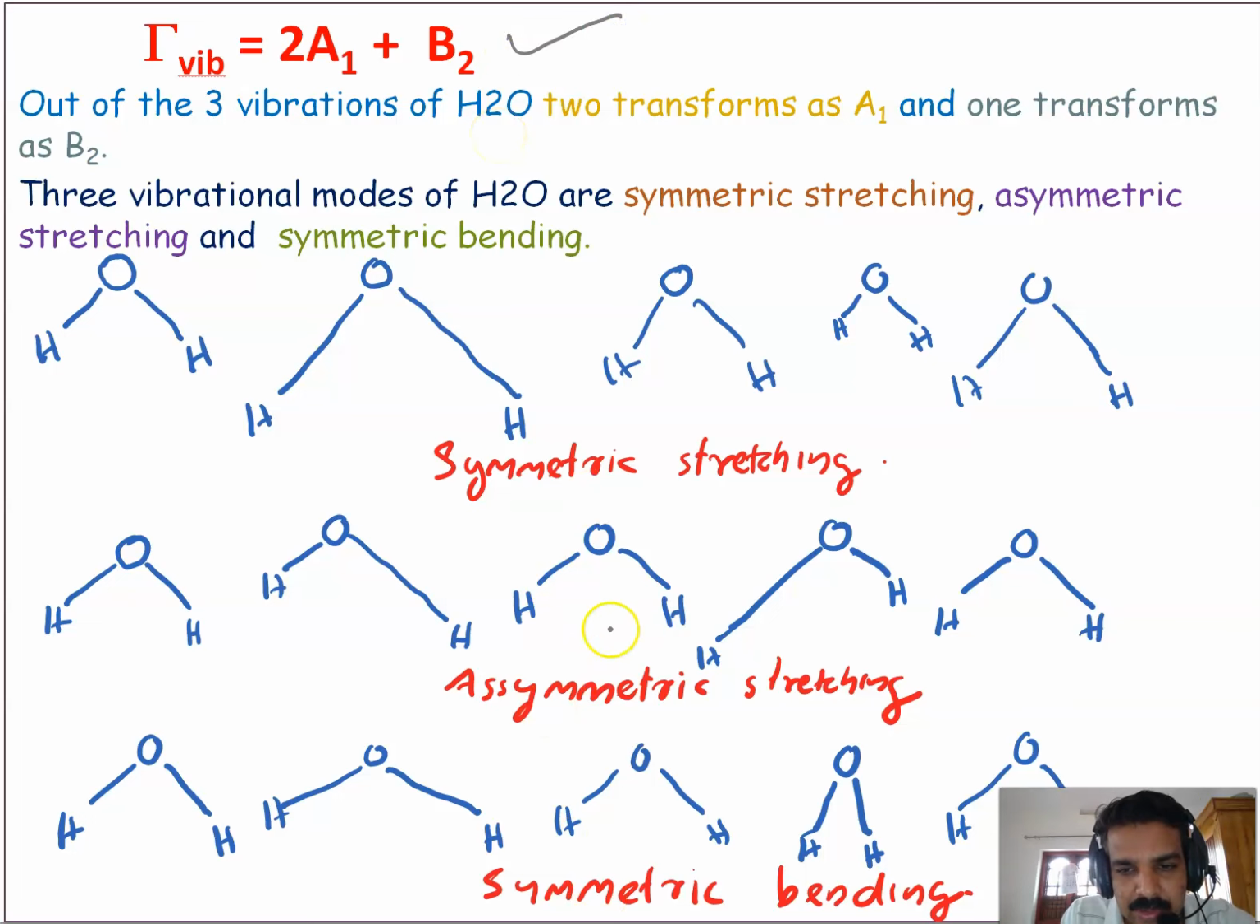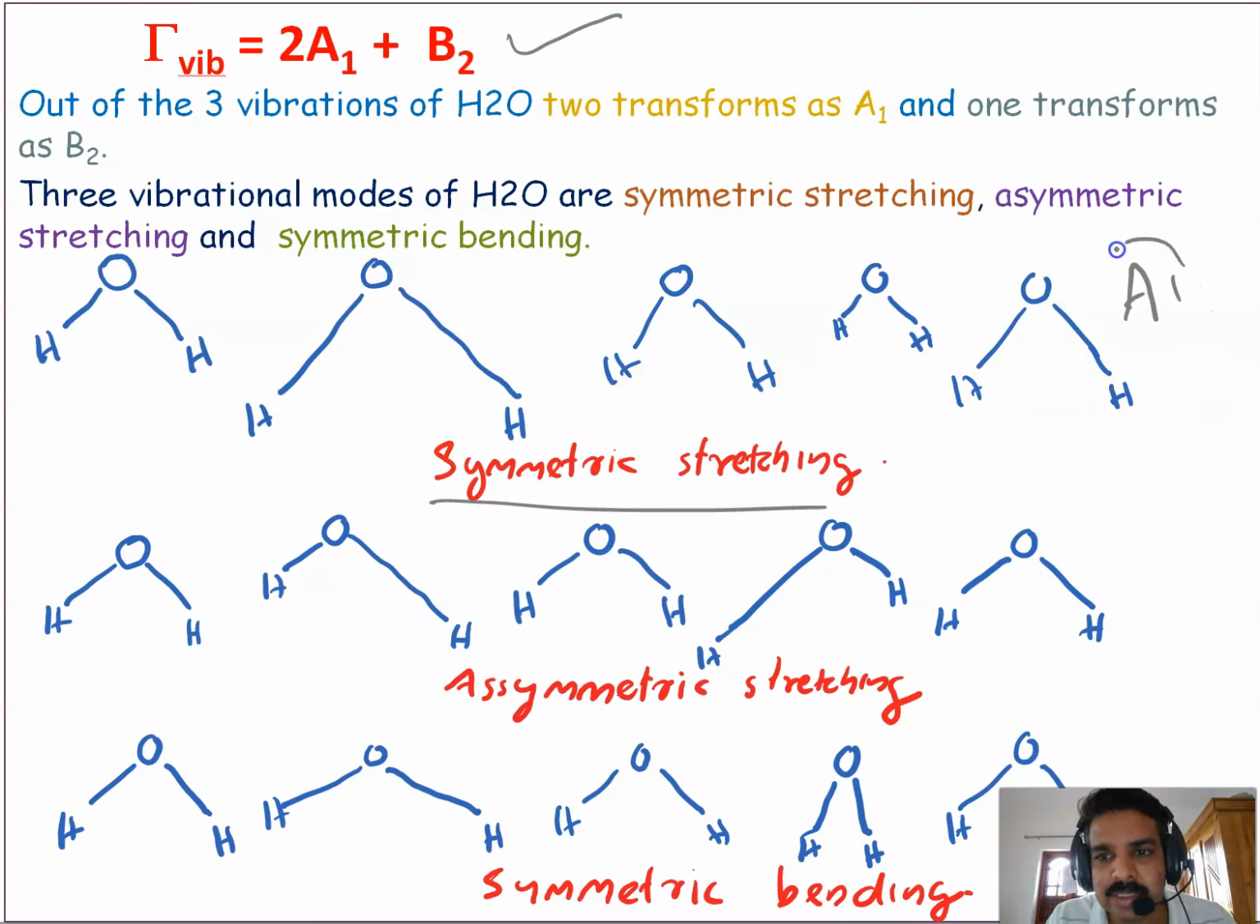Among the three vibrational degrees of freedom of the water molecule, the symmetric stretching mode transforms as A1. That is, all the symmetry operations have no effect on the symmetric stretching. Therefore, it is an A1 vibration. And the symmetric bending is also a symmetric type, therefore no change under the symmetry operations.